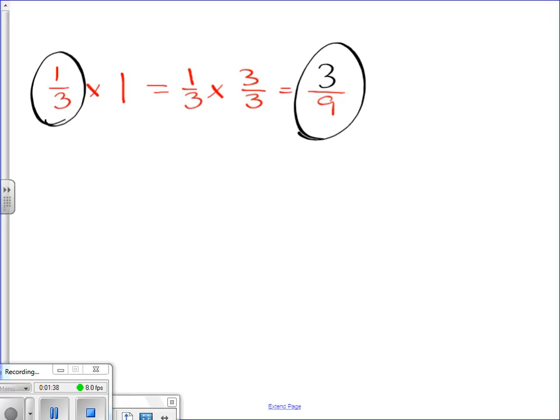So, comparing your product to your first factor. When you do that, you should be able to say that they are the same. They are equivalent. They are equal. Now, they're obviously not identical, but they are equal. They are equivalent because you multiplied by 1. You multiplied by a number that is equal to 1.